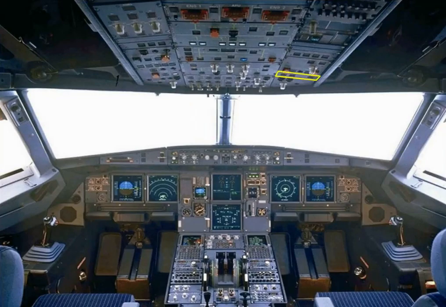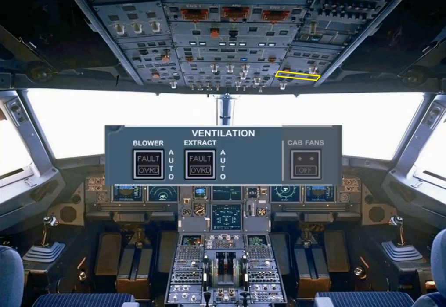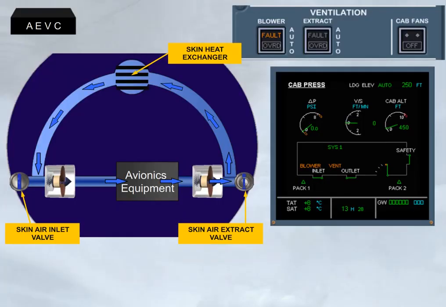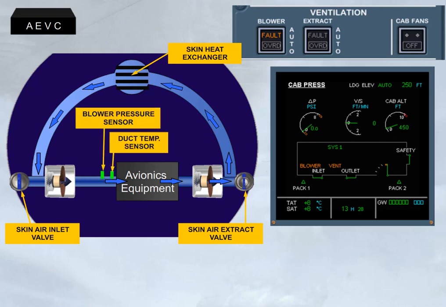On the overhead panel, there is a ventilation panel that contains 3 push-button switches associated with the ventilation system. During the pre-flight cockpit scan, you should confirm that these switches are in their lights out position. The avionics ventilation system will then operate automatically and requires no further pilot input. A fault light comes on on the related push-button switch in case of a blower flow problem or a duct overheat.